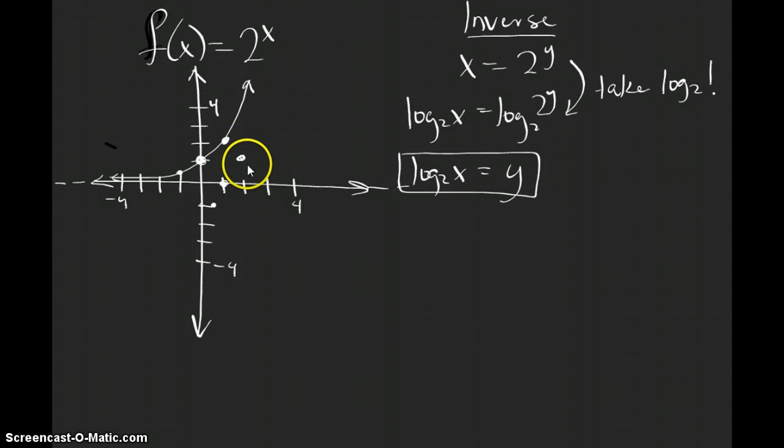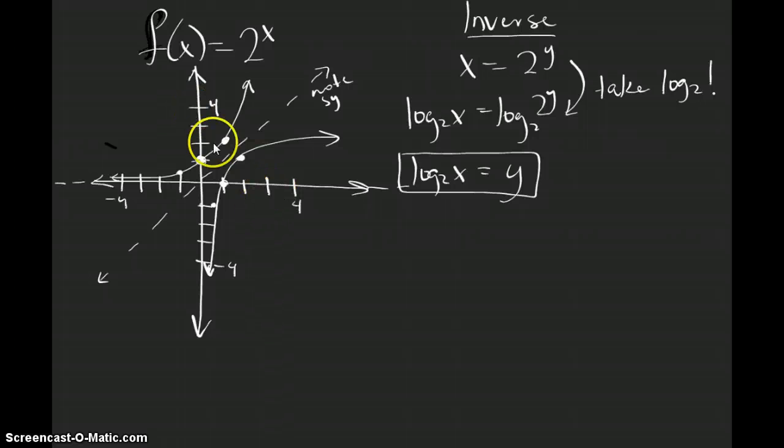So I would end up with a graph that goes up this way. It also has a vertical asymptote, x equals 0, where before I had a horizontal asymptote, y equals 0. And you can notice there's symmetry here over the line y equals x between these two functions.